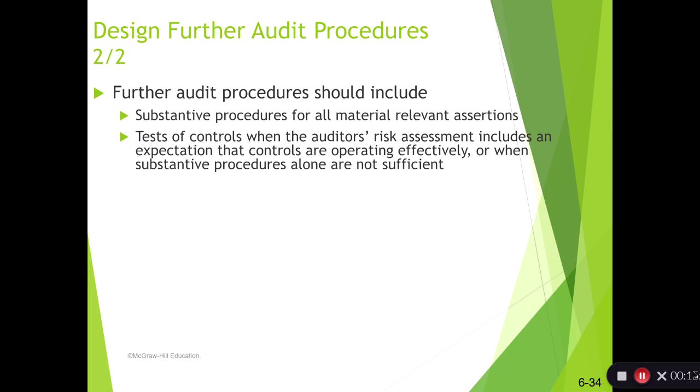Those audit procedures always have to include substantive procedures for all material relevant assertions. So you'll see this more in practice as we work through the different transaction cycles. But let's say we have an assertion around completeness, and we're worried about completeness for accounts payable, for example. It's a liability. And so we're going to have to do substantive procedures for that assertion around completeness for accounts payable.